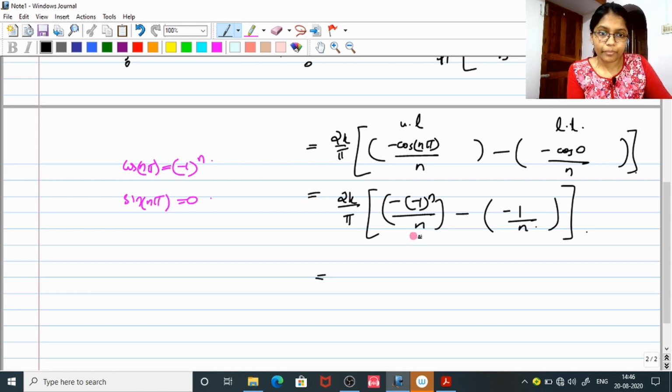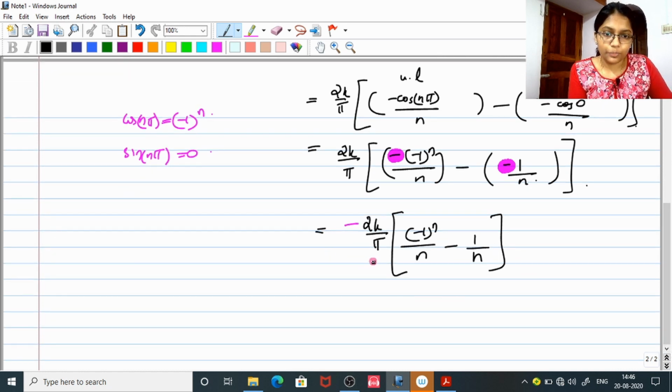And see here you have 2 minuses, this minus and this minus, so I take these 2 minuses outside. So it becomes minus 2k by pi, and please write the rest of the quantities, which means negative 1 raised to n by n, and this minus I put here, minus 1 by n. So this is your Bn value. Let us have one more step, taking this n outside: minus 2k by n pi, negative 1 raised to n minus 1.